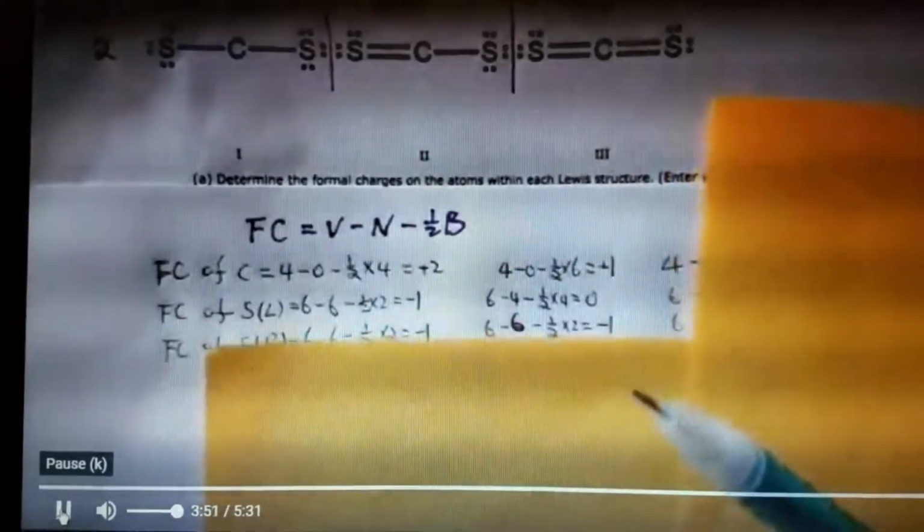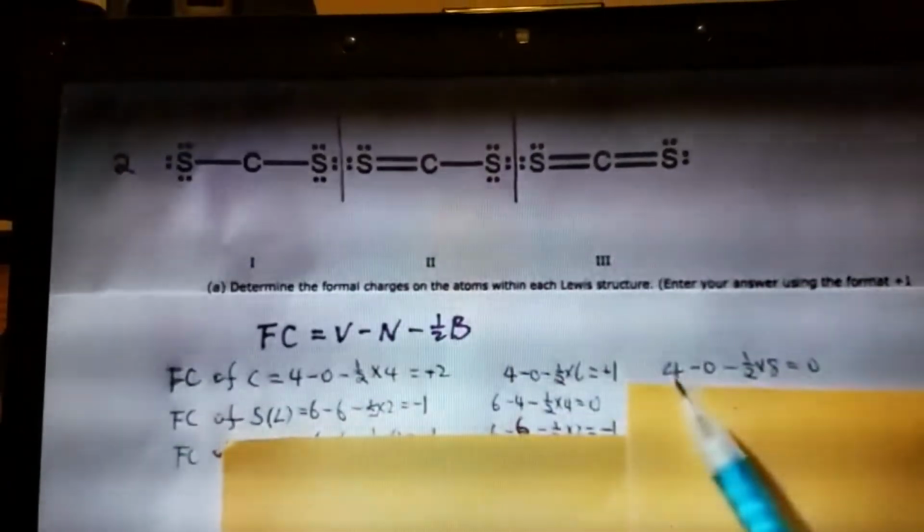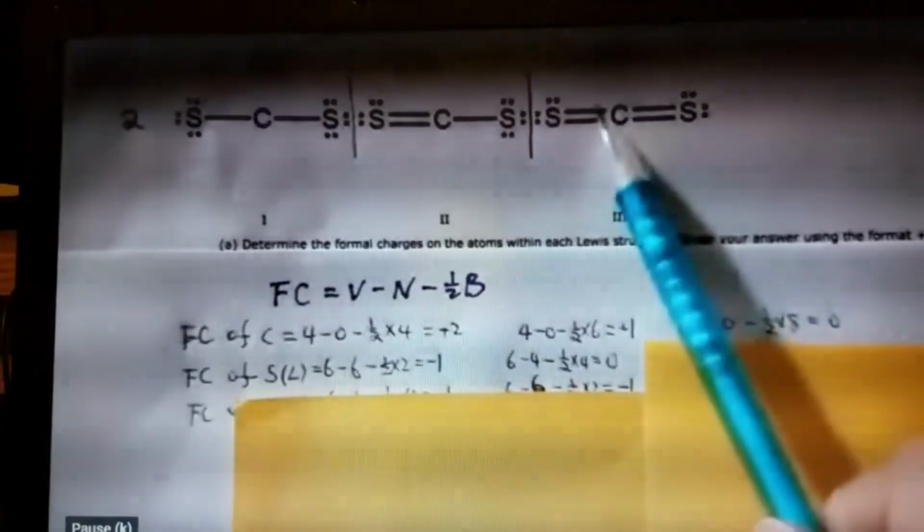Now let's do it for structure 3. For carbon, valence electron 4, and the non-bonding 0. Bonding, that should be 8. That's 1 pair, 2, 3, 4 pairs, and that's 8 times 1/2. So therefore, the formal charge is 0.